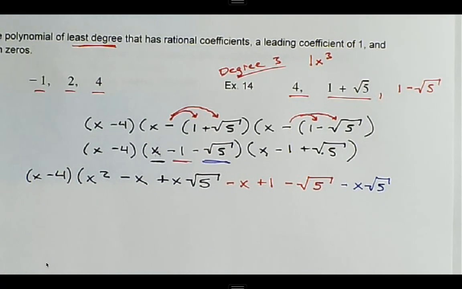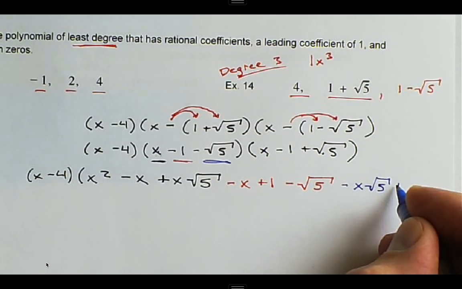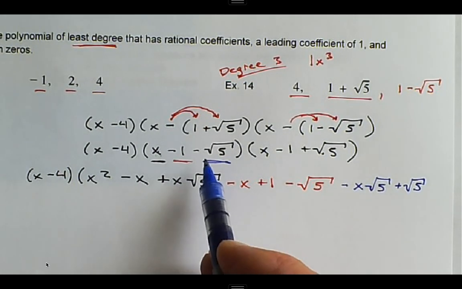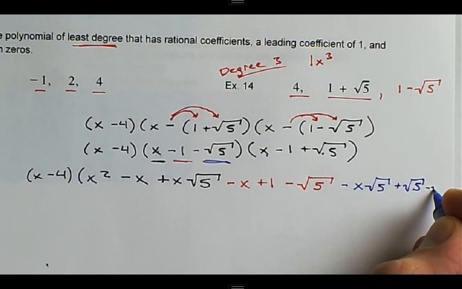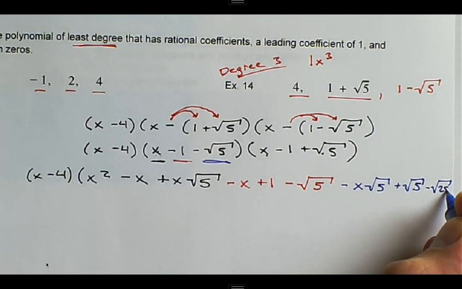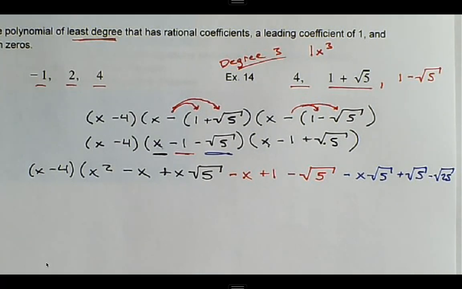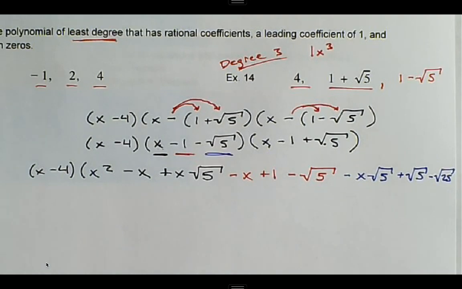And then we have negative square root of 5 times negative 1 is positive square root of 5. And then negative square root of 5 times the square root of 5 is negative square root of 25. And then we can simplify all this inside this parentheses here.